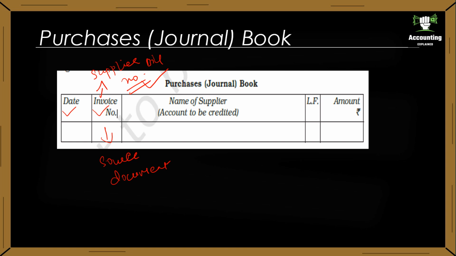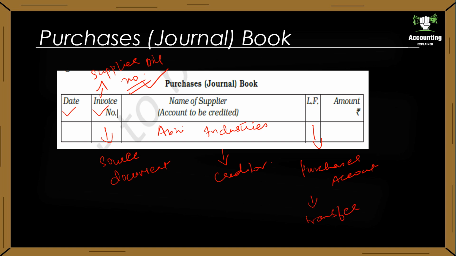Then the name of the supplier. Suppose the name of the supplier is Abhi Industries, then that supplier name should be written here. He is our creditor. LF is the ledger folio number of our purchases account, to which we are going to transfer later. And the amount of purchase should be the net amount after considering trade discounts and other details, the final amount which we are going to pay to the supplier.